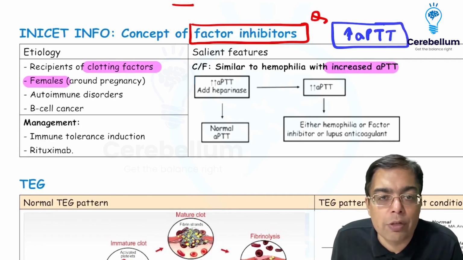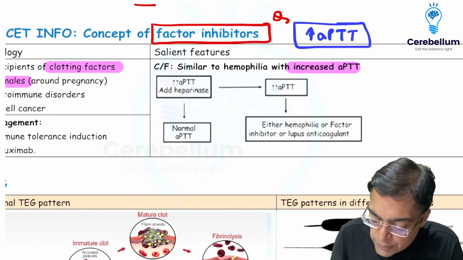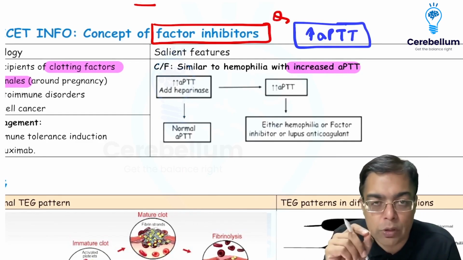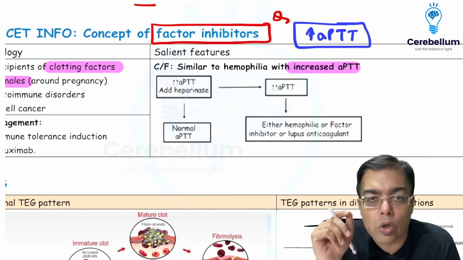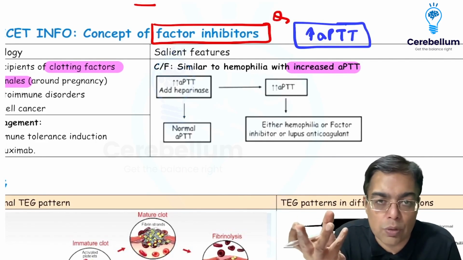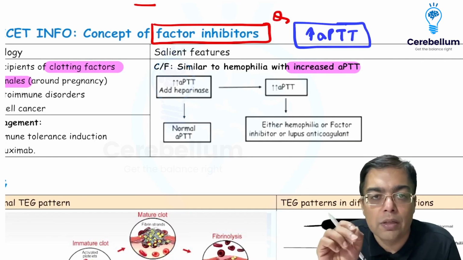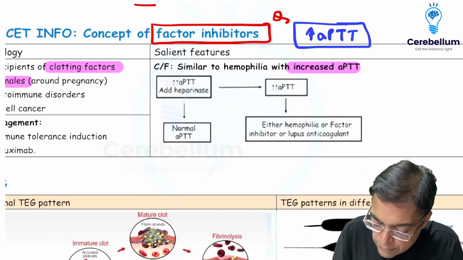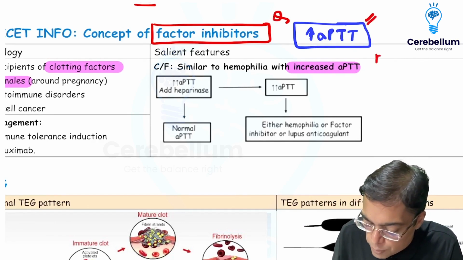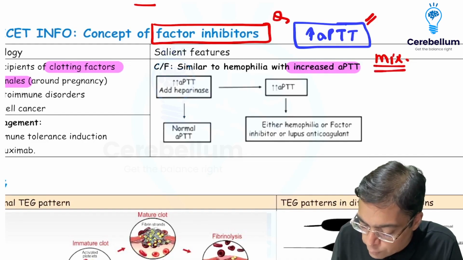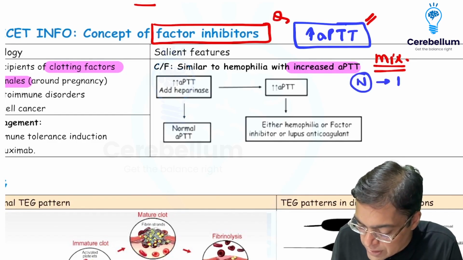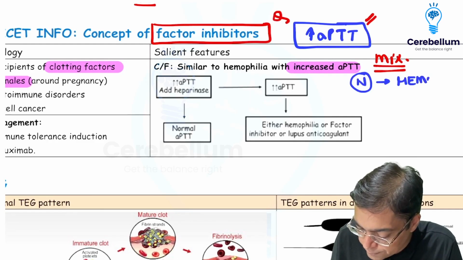So the simplest way of differentiating this would be to perform what is given the name of a mixing study. You take the blood sample or the plasma of a patient and you mix it with a normal plasma taken from a normal individual. When you mix these two, if there is going to be a correction of APTT. Initially, the patient came to you because he was having increased APTT. But once you perform a mixing study and you find that the value of APTT now becomes normal, that means the individual was having a condition that is given the name of hemophilia.